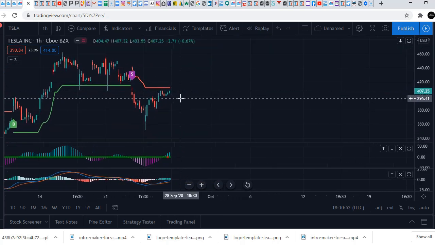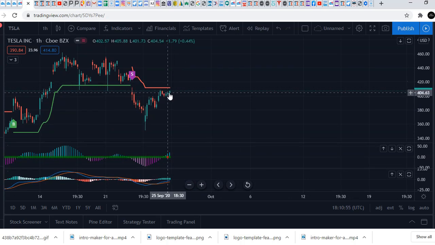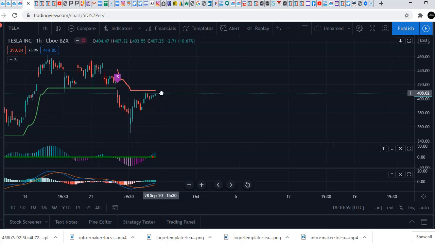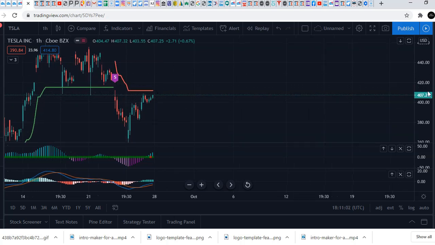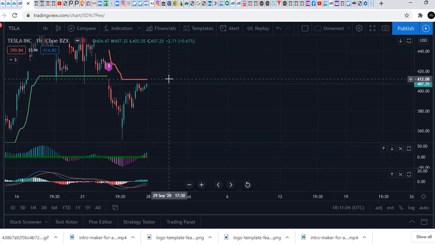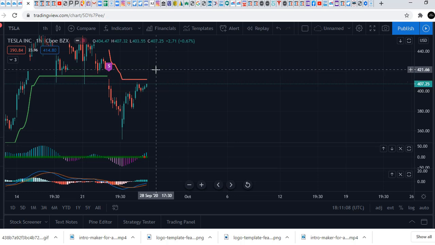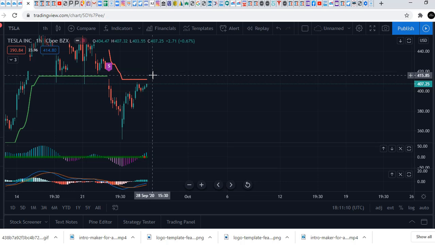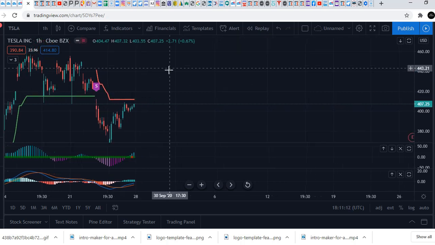And now we're just going to be looking for a re-entry. We can see that Tesla on the 1 hour is nearing resistance. So what we're looking for on Monday is to see if Tesla opens or breaks above 411 or 412, and gets a nice hourly close bar above this point. That's going to trigger another buy signal.